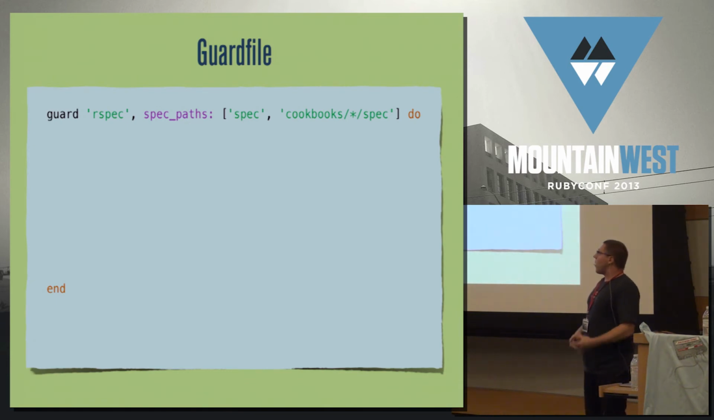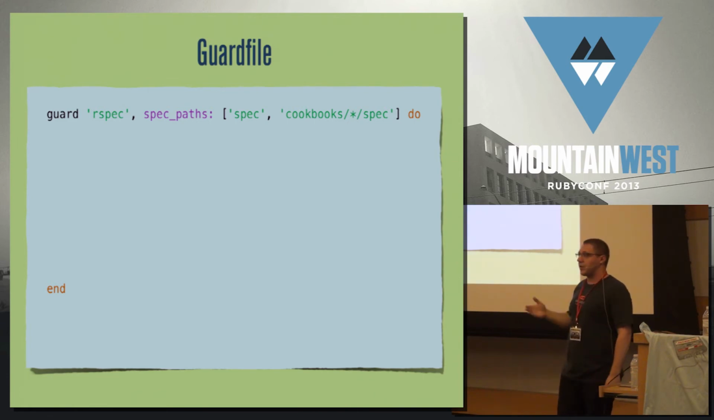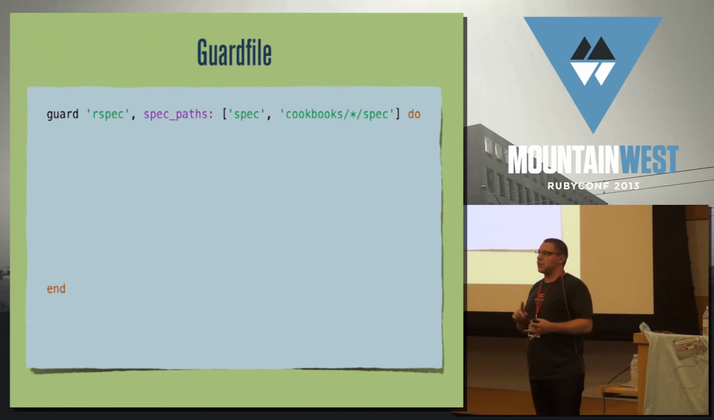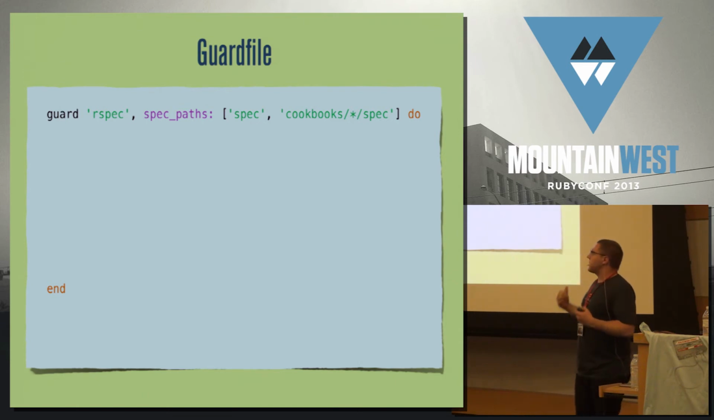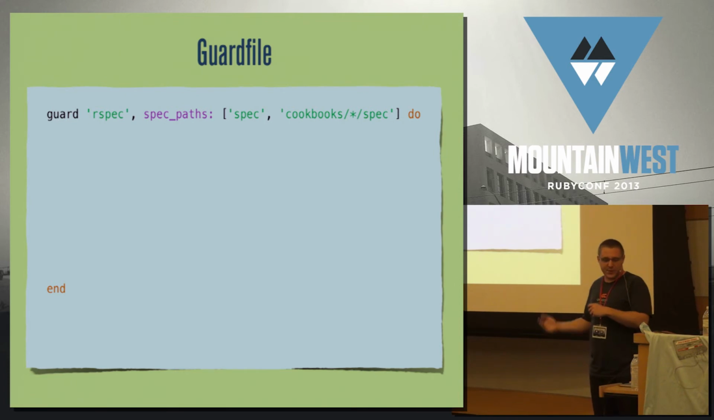So we're guarding rspec because we're using ChefSpec. And for whatever reason, rspec doesn't understand where specs live, so you have to actually pass the specs path when you're doing Chef-specific things. It gets it in Rails, it gets it in pure Ruby projects, but it doesn't recognize Chef's path to specs.